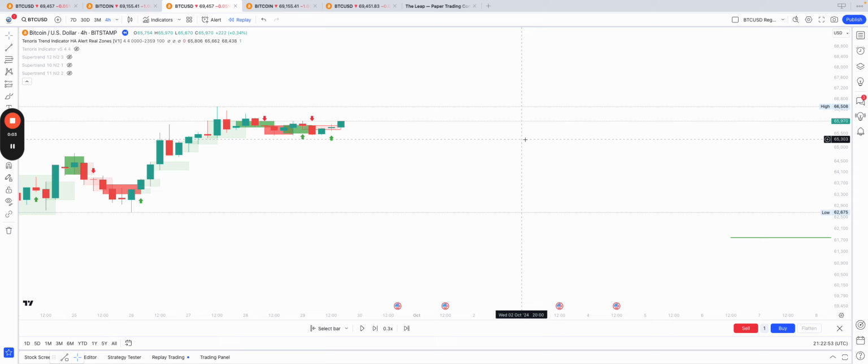We're going to take a look at October 2024 using the Trend Trader Pro indicator, which is called the Tenoris Trend Indicator, and my own system analysis on the Bitcoin 4-hour chart. Let's see how we would have done.